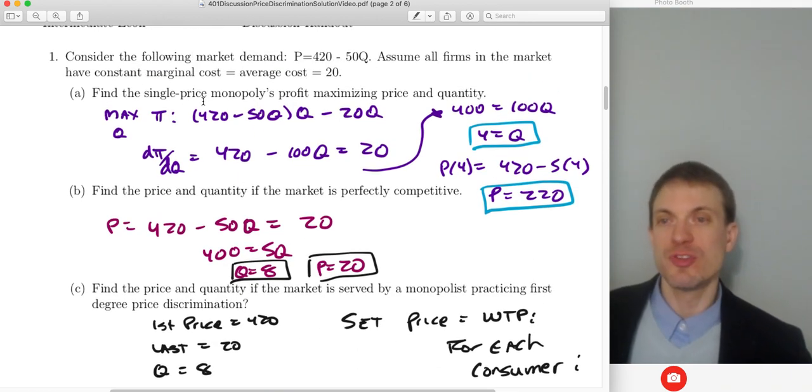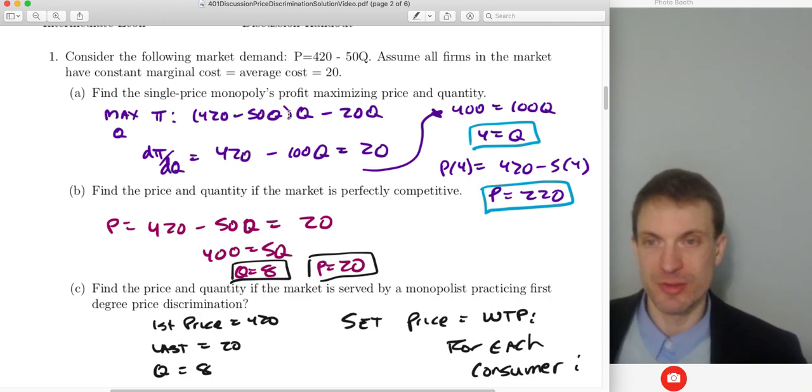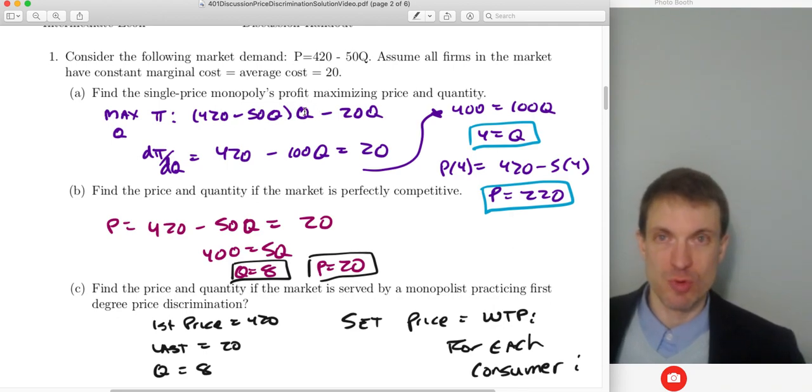Okay, so here's the monopoly's problem. I've set up the monopoly's profit, 420 minus 50Q. This is P. And then here's Q. So P times Q, that's price times quantity. That's the revenue portion. This is the cost portion, marginal cost times quantity. If we take the derivative, if I take d pi dQ, this is now going to be MR equals MC, right?